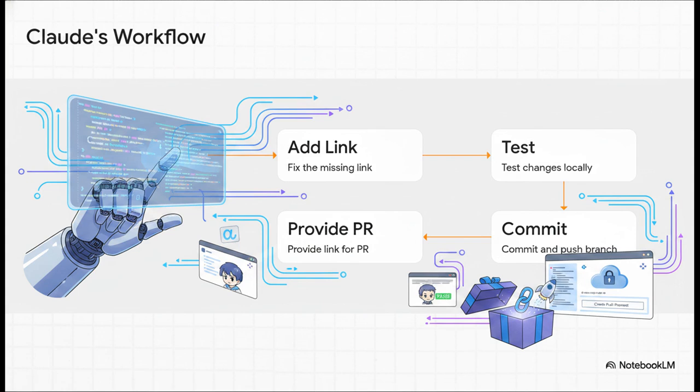Back in the terminal, Claude literally writes its own to-do list and gets to work completely autonomously. It reasons through the exact steps. It examines the current navbar code, figures out where the link needs to go, tests the changes locally, commits and pushes everything to a brand new feature branch, and then provides you with a handy pre-populated link to create the pull request. It does all the heavy lifting. You just get to sit back and monitor.